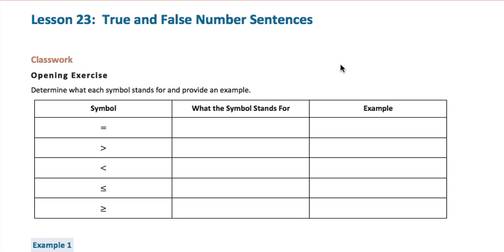We're going to take a brief look at true and false number sentences. And number sentences, remember, have two parts to them, the left and the right side. So we're going to look in the table at our opening exercise at what each symbol stands for. Our first symbol is an equal sign. For example, we could say 4 7/8 is equal to 4 875 100ths.